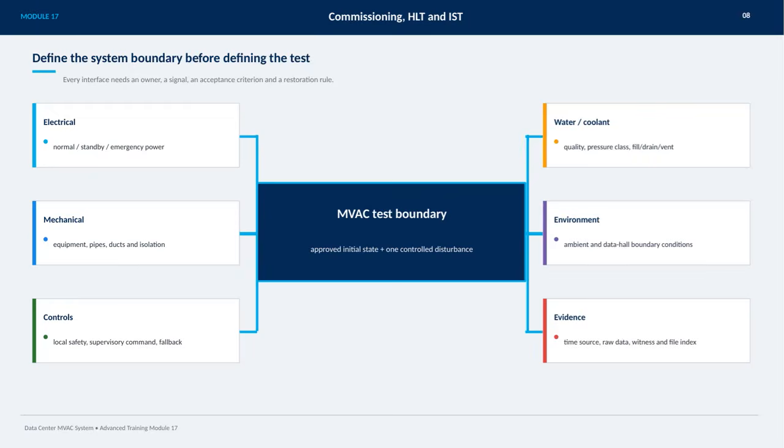On this slide, we focus on a crucial first step in commissioning and testing the MVAC system: defining the system boundary before you define the test. This means clearly identifying what parts of the system are included and setting clear expectations for every interface involved. Each interface must have an owner, a signal to monitor, an acceptance criterion to meet, and a restoration rule if things go wrong. We look at the main categories involved.